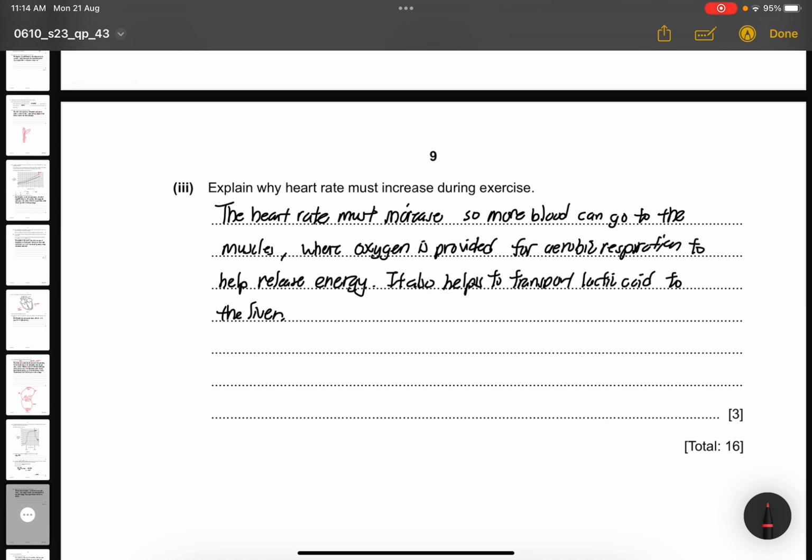Alright. Part 3. Explain why the heart rate must increase during exercise. So this is again a very common past paper question, but you really need to get this correct. The heart rate must increase so more blood can enter the muscles, where oxygen is provided for aerobic respiration to help release energy. This itself is already 3 marks. Okay? Then it also helps to transport lactic acid to the liver when the body is recovering, because lactic acid is toxic.